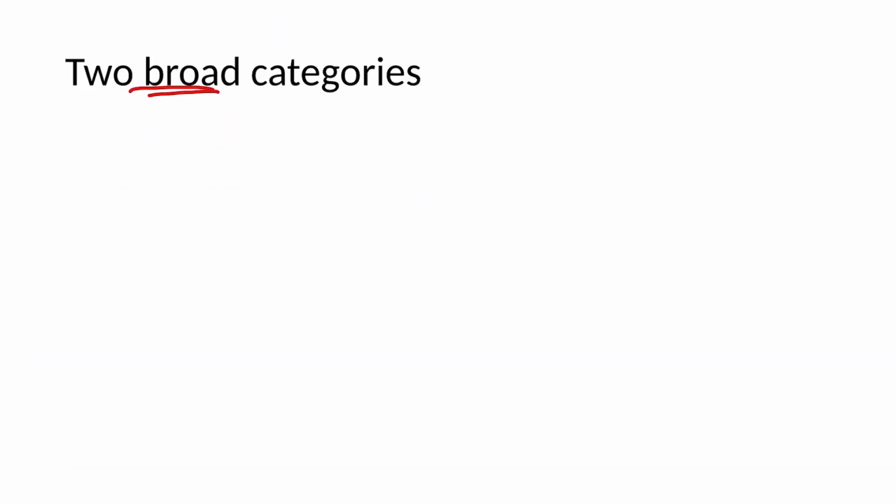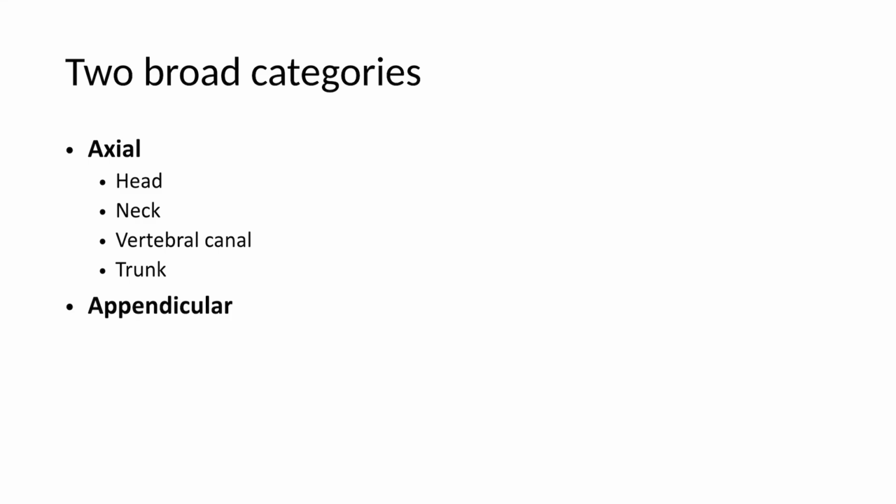All right, so we have two broad categories: the axial and the appendicular. In the axial category, we have the head, the neck, the vertebral canal, and then the trunk. So that's all that is contained in the axial portion of the body. Everything else is found in the appendicular portion, which would be the appendages, your hands and your legs.